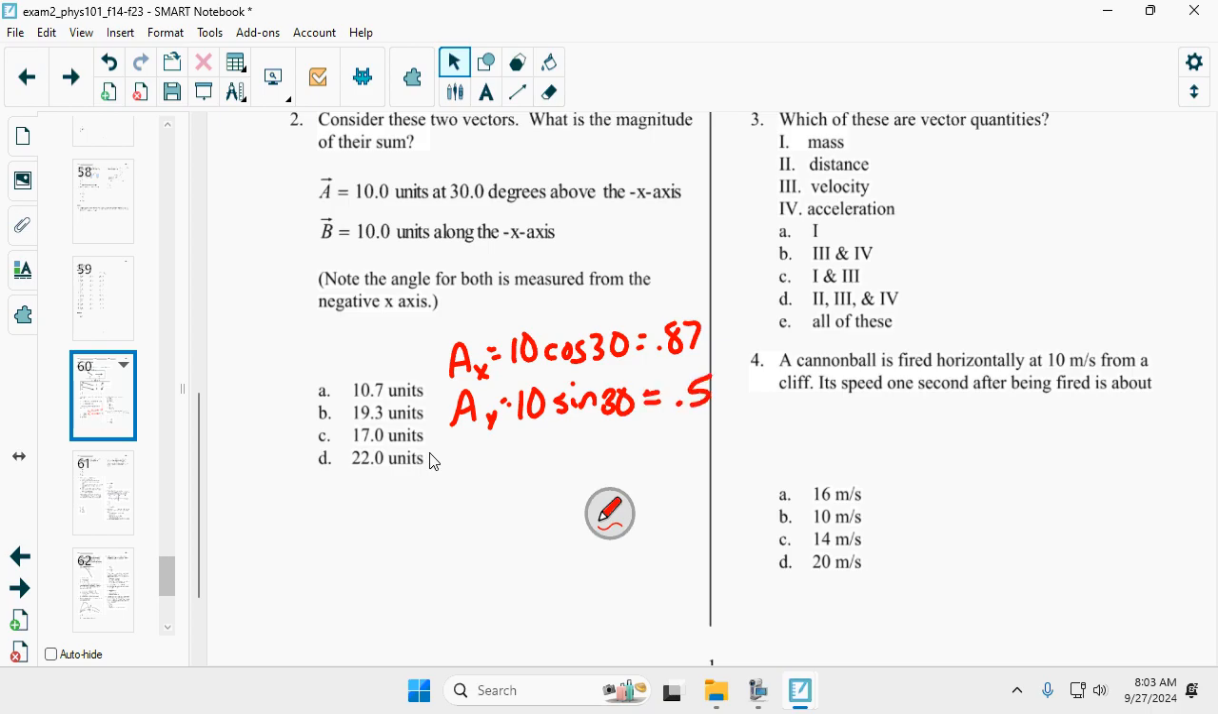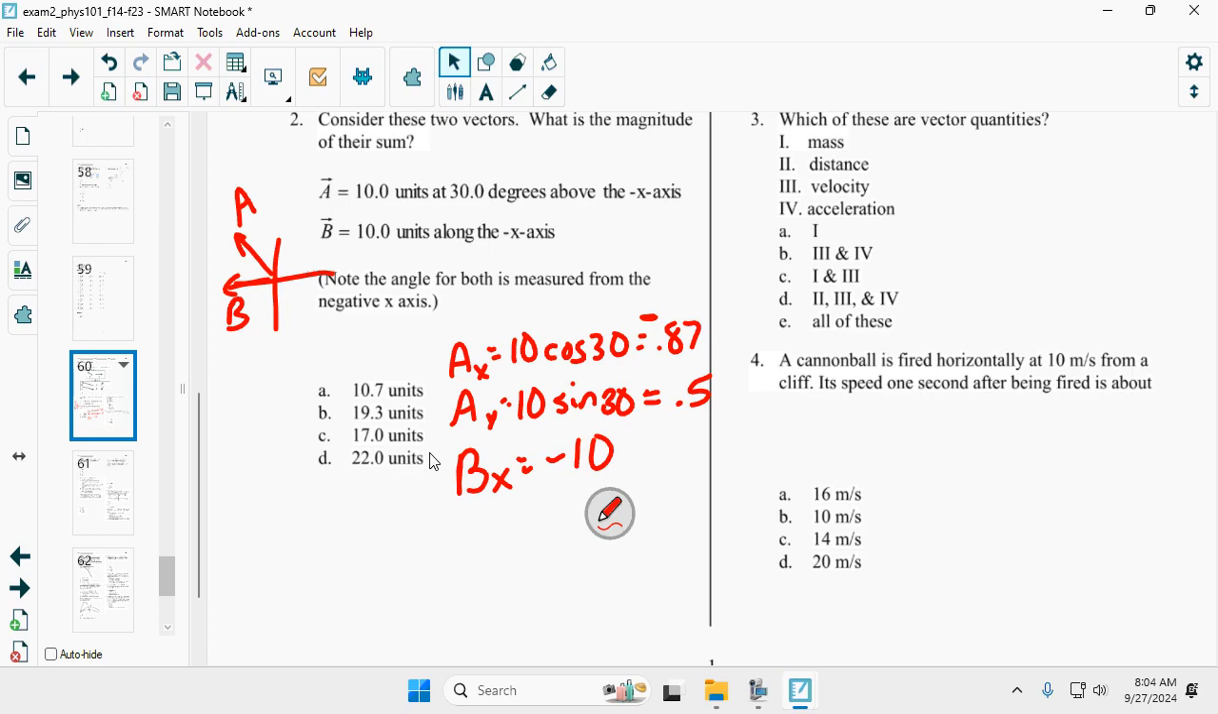I want to make sure that my signs are correct on this. I like to draw a picture. So A is 30 degrees above the negative x-axis, so that's the vector A. So which of those components should be negative? The x component, thank you. All right, so the x component should be negative. And then B is 10 units along the negative x-axis, so that's B. So that means that Bx is equal to negative 10.